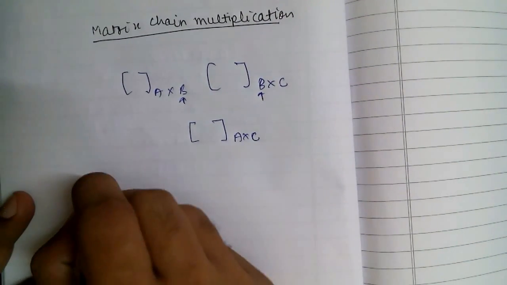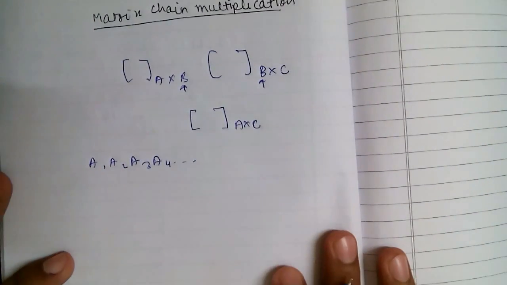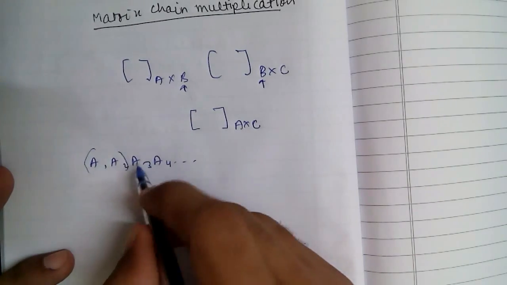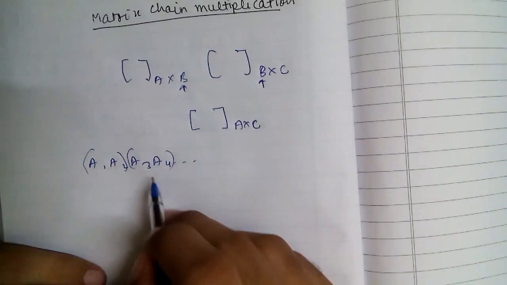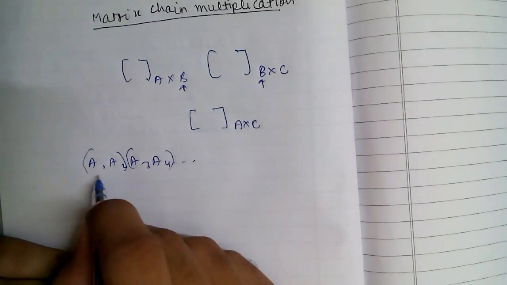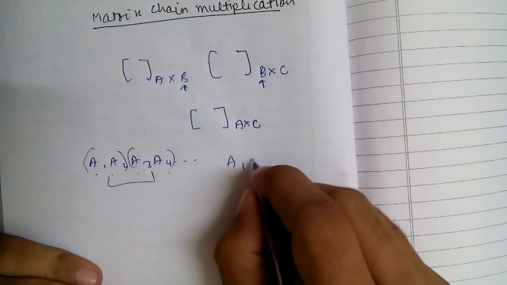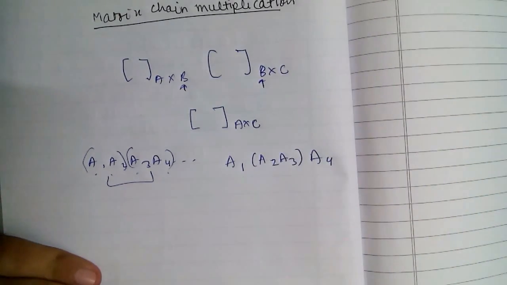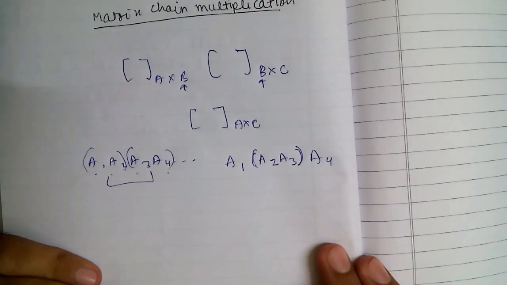So what happens in this problem? We are given a sequence of matrices like A1, A2, A3, A4 and so on, and we have to arrange them in some way so that the cost is minimized. We just have to find the order in which we are going to multiply. First we multiply these two, then these two, then these two, or we can do it like A2, A3, then with A4. So our job here is to find the correct parenthesization.